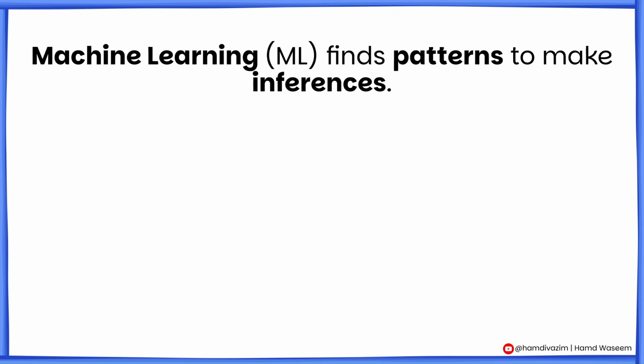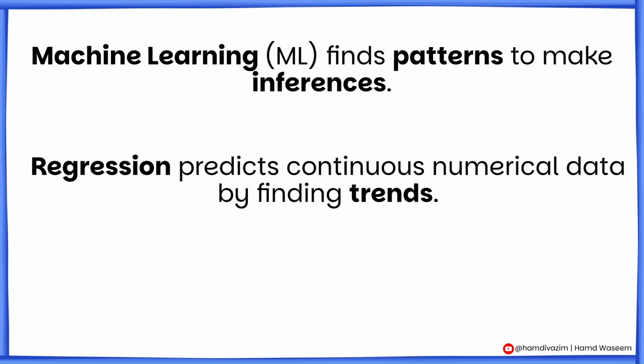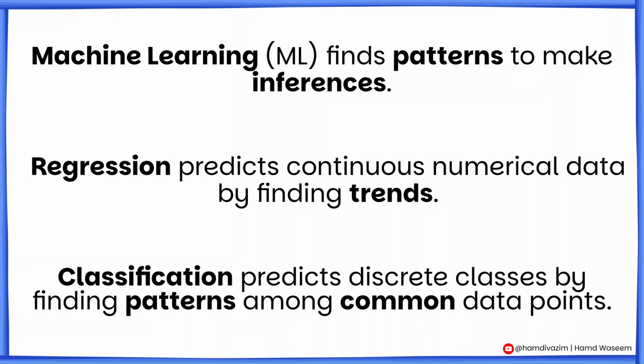To summarize, machine learning finds patterns in training data to be able to make predictions and inferences based on it. Regression algorithms find trends in numerical training data to be able to make predictions based off of it. And finally, classification algorithms predict discrete classes by finding patterns among common data points.